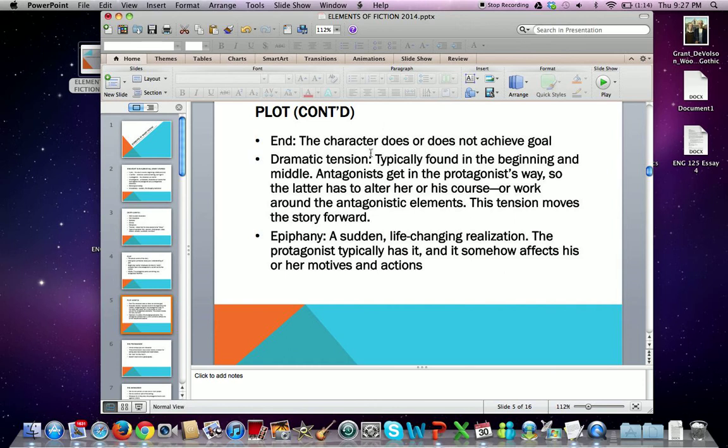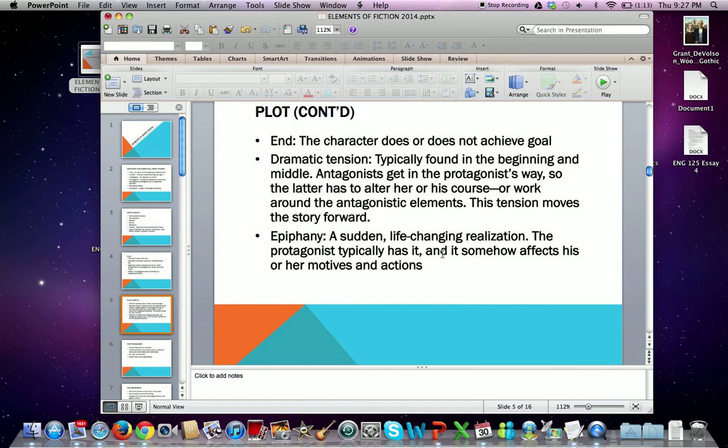In the middle of the story, we have what's called dramatic tension. That is what happens when the protagonist is going after her or his motive, and the antagonist or antagonists get in the way. So it makes the story more dramatic, more tense. The protagonist has to work around the antagonist. Our hero, the person we root for, has to work around the antagonist or the antagonistic elements. And that moves the story forward. It gives the story a sense of motion. You're not just waiting in a scene.